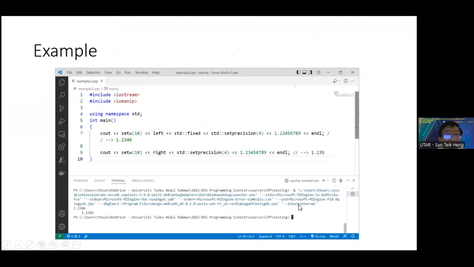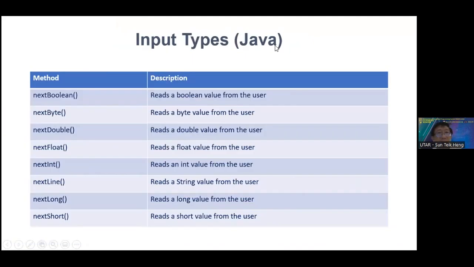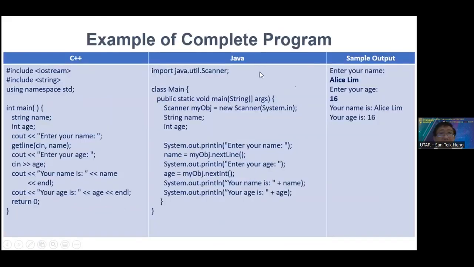So example program. Input output in C++ and Java. In C++ you use cin for input. In Java you use Scanner for the input. And then various input types in Java. If you want to read a Boolean value, you use nextBoolean. If you want to read a byte, you use nextByte, and so on. So this is the example program in C++ and in Java, and the sample output that you will get on your computer.